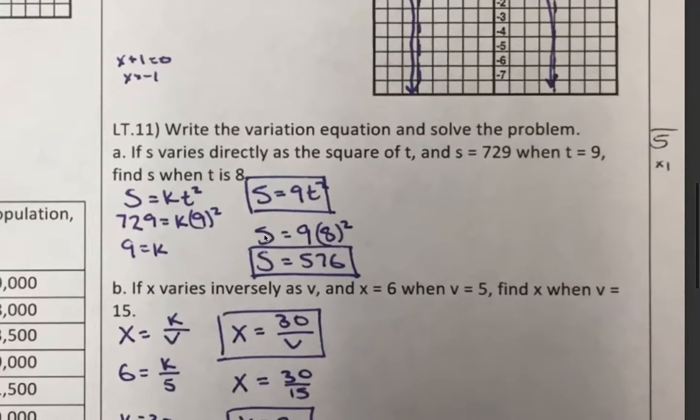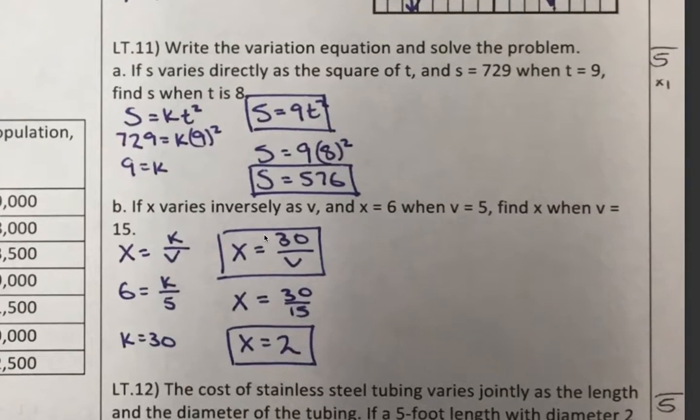All right, learning target 11, using direct and inverse variation and all the others to write equations and then solve. So if it says s varies directly as the square of t, well, that means it's k times t squared. If it's just directly, it'd be k times t, but since it's the square of t, I square it. And then it tells me that s equals 729, so I plug that in for s. T equals 9, so I plug that in for t, and then I solve for k. And I get 9. And then I rewrite my equation: s equals 9 times t squared.